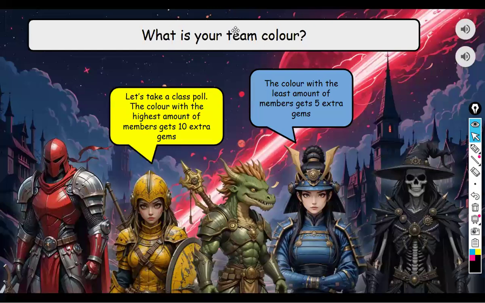Right, let's share the results. You're gonna be surprised, guys. The most popular is the black team. So everyone who's on the skeleton team, the black team, 10 extra gems. Add 10 to your collection. And the least popular was the green. Green, 5 extra gems, right? So congratulations to the black team and the green team. Everyone else, unfortunately, gets no extra gems.